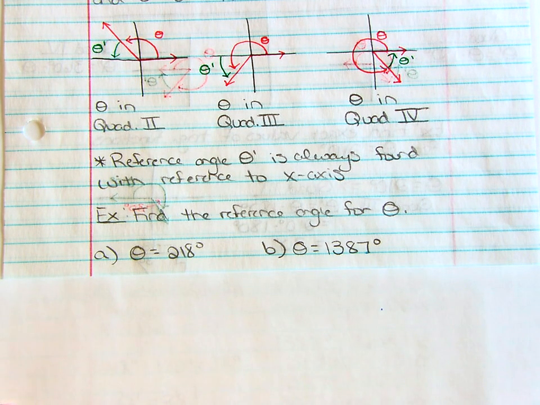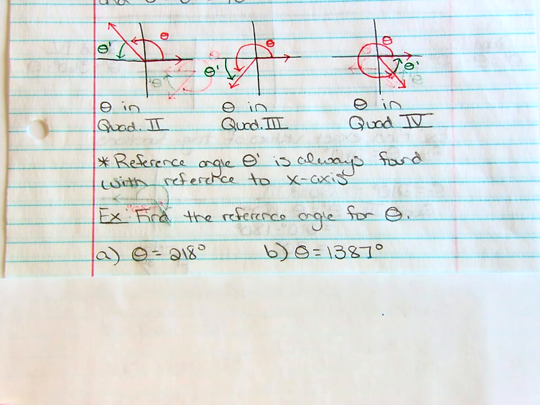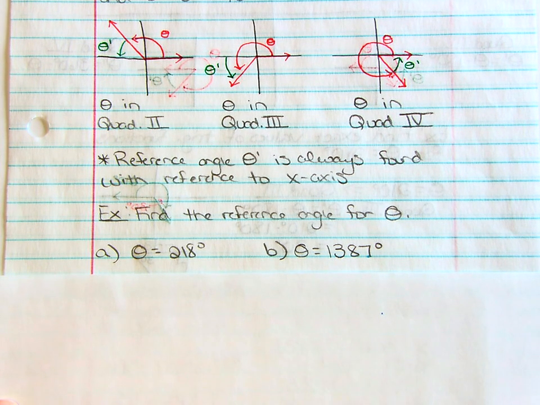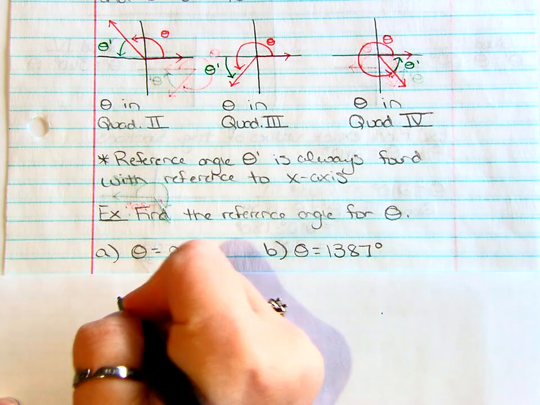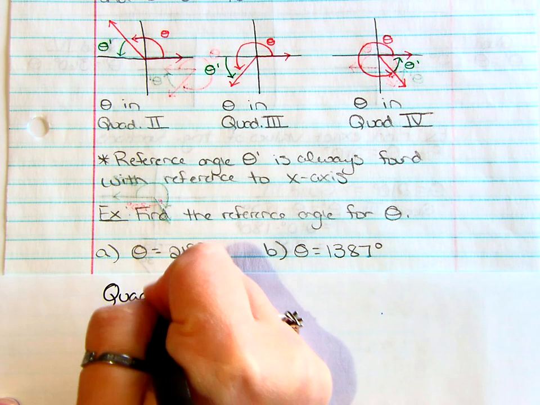So we're going to find the reference angle for the given thetas. That's the first style of problem you're going to encounter. Theta in A is 218 degrees. So if you are 218 degrees, which quadrant are you in? Yeah, you're in the third quadrant, right? So that means you're in quad 3.